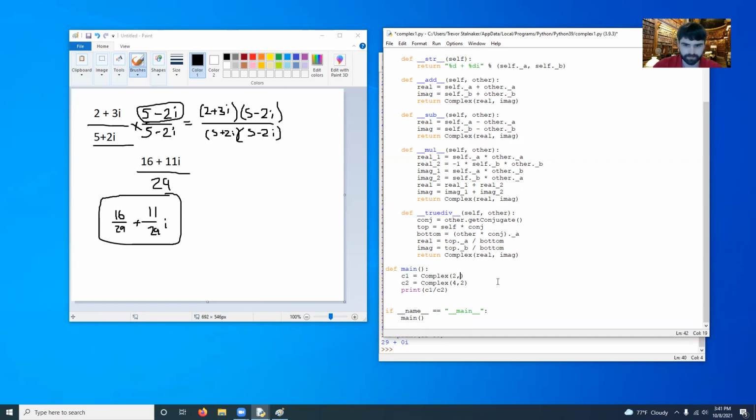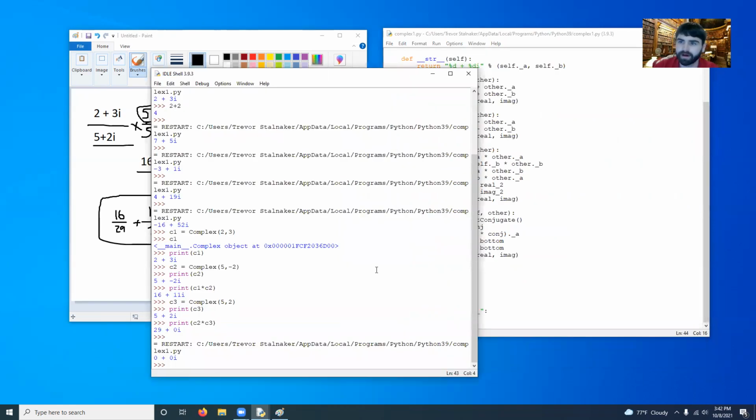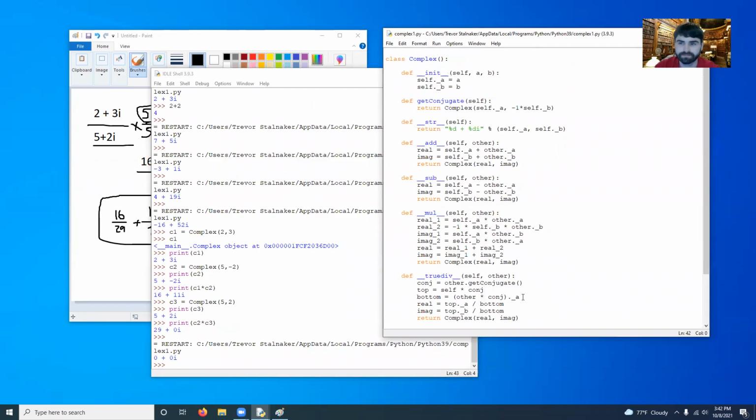2, 3. We want to make sure we do one that we already have the solution to so we know it works. And let's run it. Ooh, 0 plus 0i. Any idea why that might be? I know why, do you?